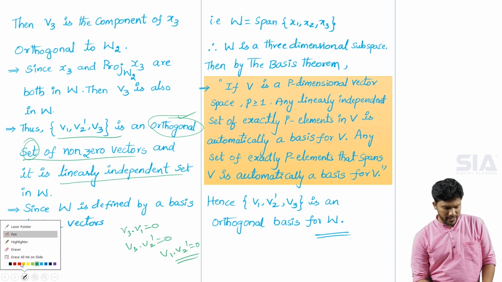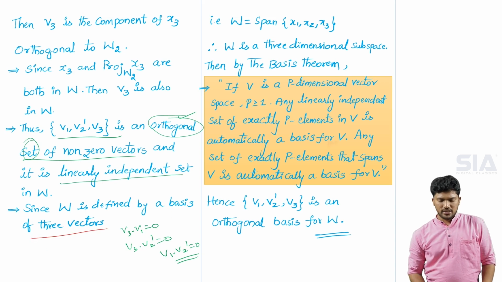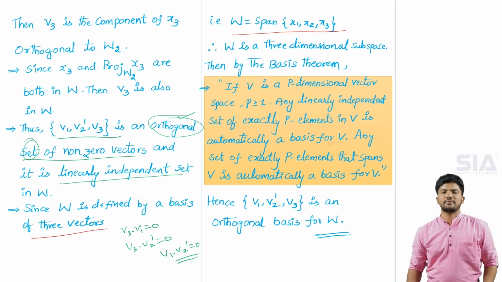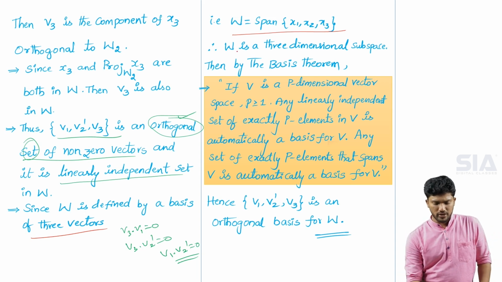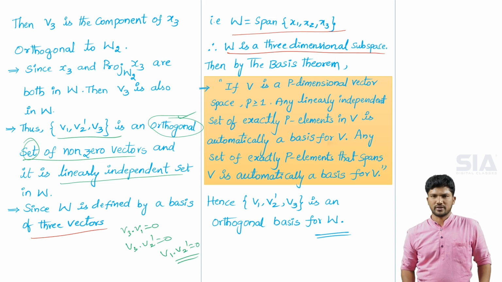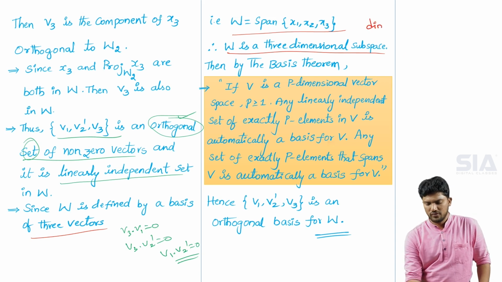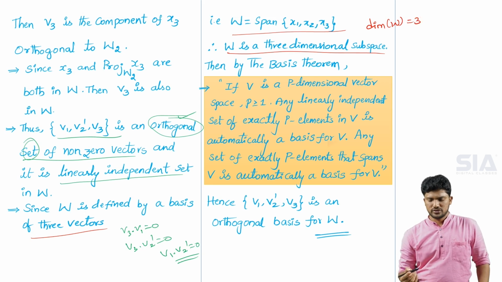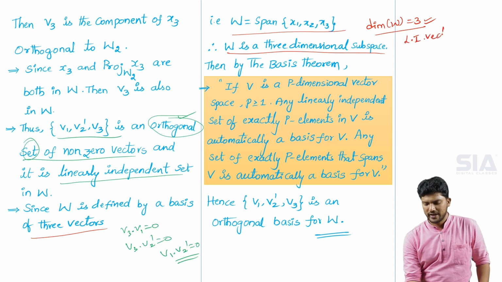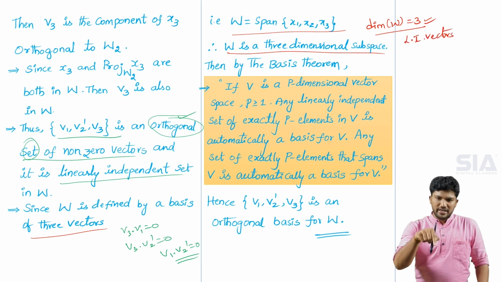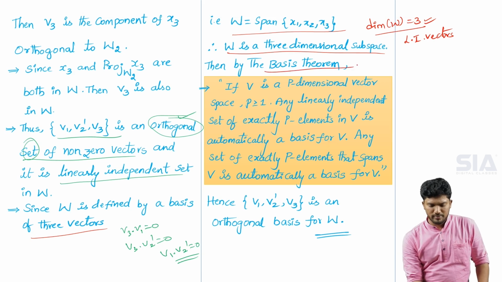Since W is defined by three vectors, that is, W is generated by x1, x2, x3, that is W is equal to span of x1, x2, x3. Therefore W is a three-dimensional subspace. Dimension of W is equal to 3. Why? Because three vectors are there, x1, x2, x3. So here 3 is a finite number and W has finite dimension and W has linearly independent vectors. Then by the theorem from the previous lectures, that is the basis theorem.